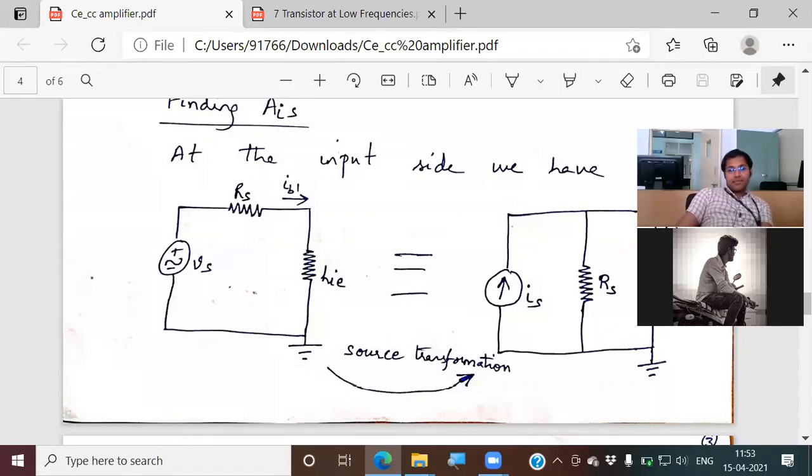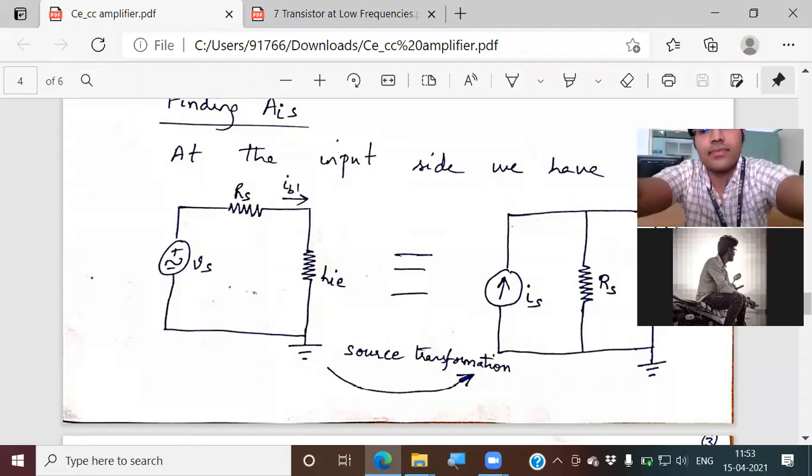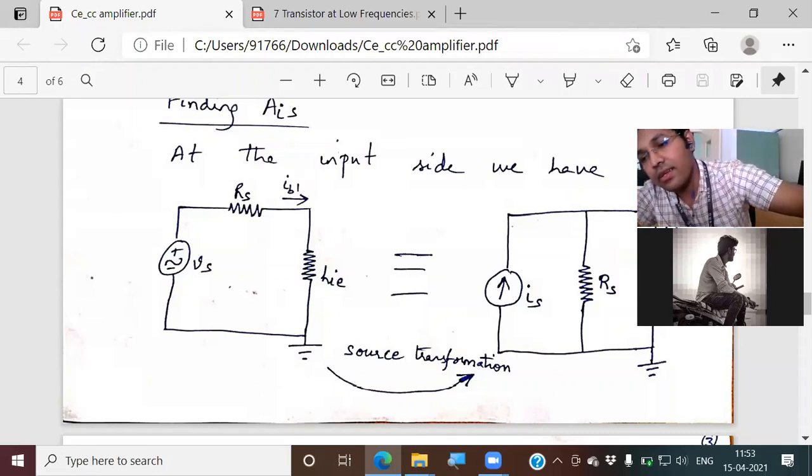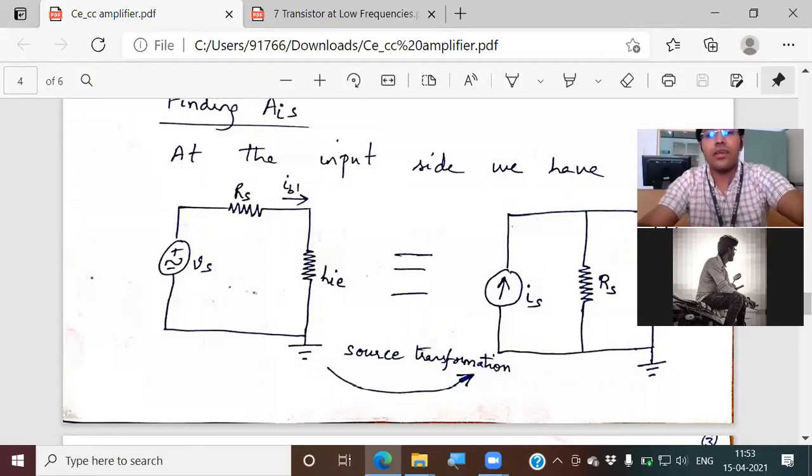IB1 is IS into, please answer fast. If I keep on telling, it will be boring. If you answer, it will be somewhat interesting, right? So, please answer. What is IB1 in terms of IS? Anybody? This we discussed earlier also. Turn on your mic, answer.